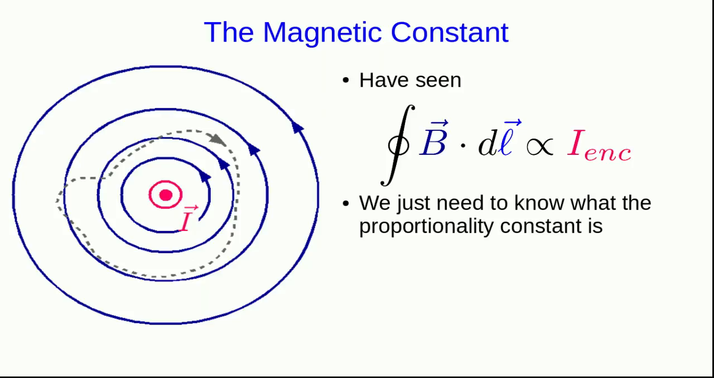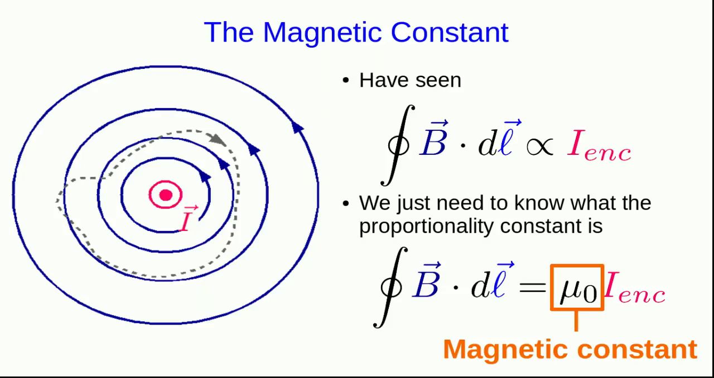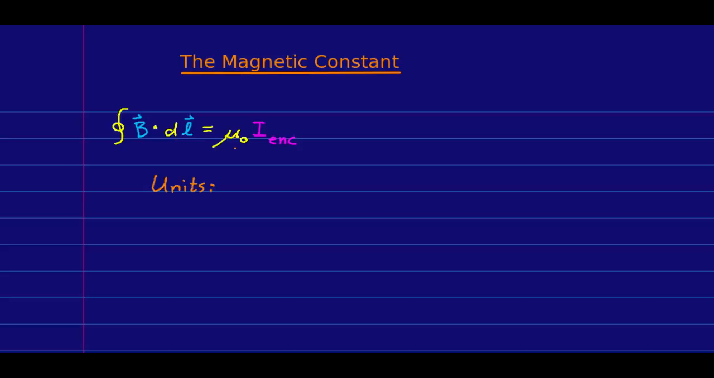So I'm just going to give it a name at the moment. I'm going to call it mu naught, which is the magnetic constant. It goes by some other names, such as the magnetic permeability of the vacuum and various other such names. And now let's talk about what it is. So let's look at this new magnetic constant.